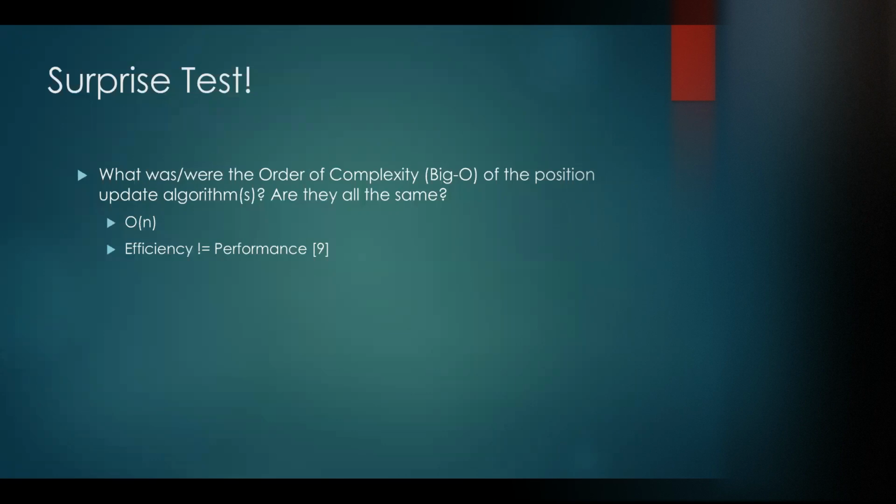So for a low n, it turns out that bubble sort will always beat quicksort, even though quicksort is more efficient. So efficiency and performance are different concepts. I had a reference, number 9 in the reference slide, to a talk by Chandler Carruth, who's a performance engineer at Google, and it's super interesting.